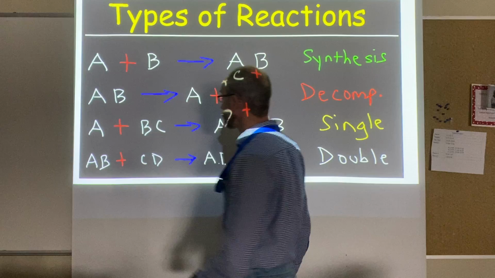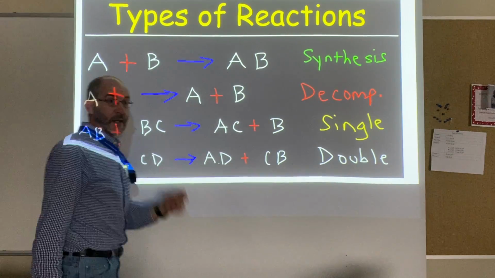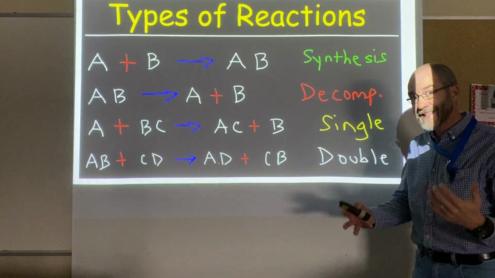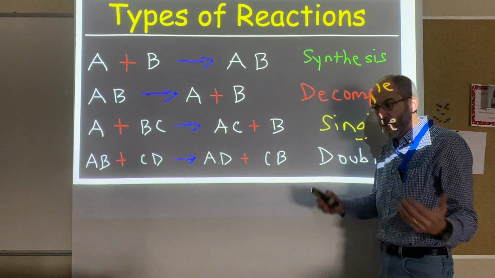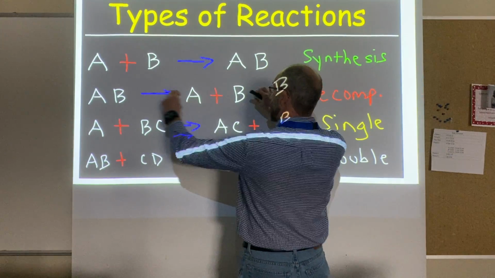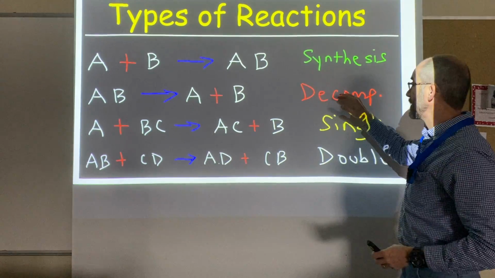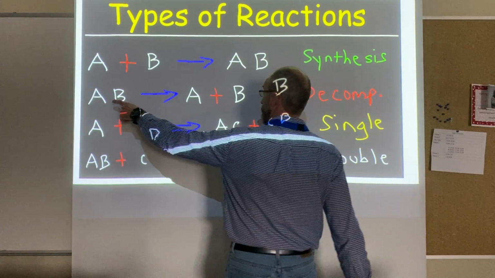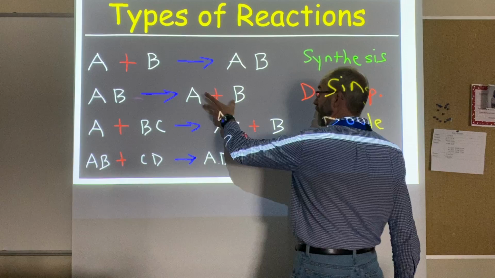Number 2, I have AB. Now, all of a sudden, what do I have? I have A plus B. Well, what has happened? Intuitively, mentally, visually, you can see that A and B came apart. That would be a decomposition, coming apart. I would have one reactant, but now I have two products.